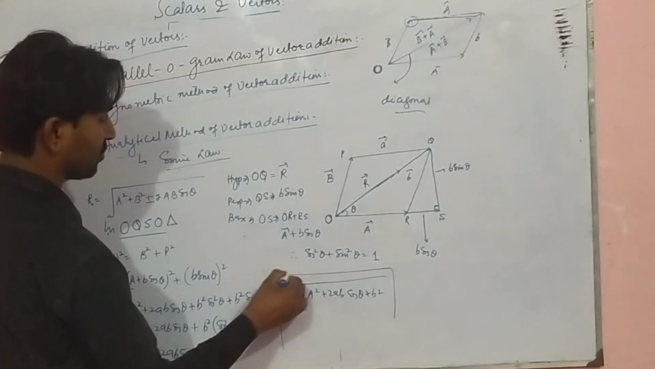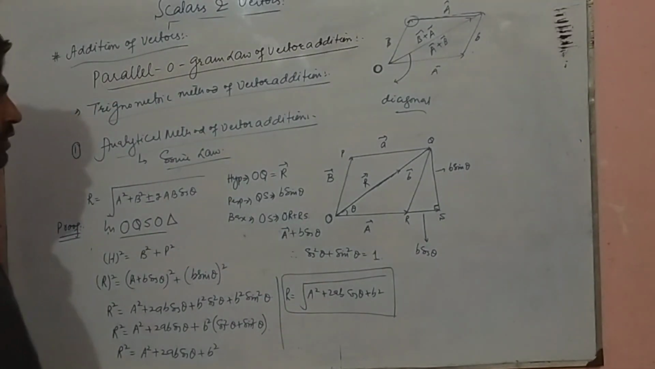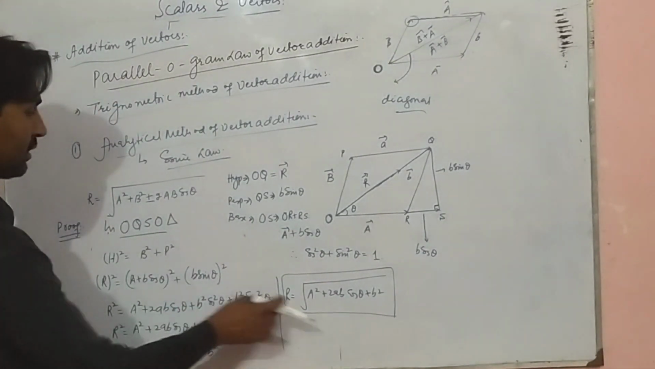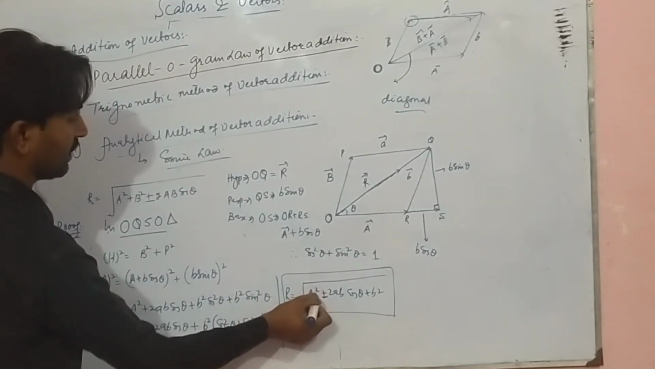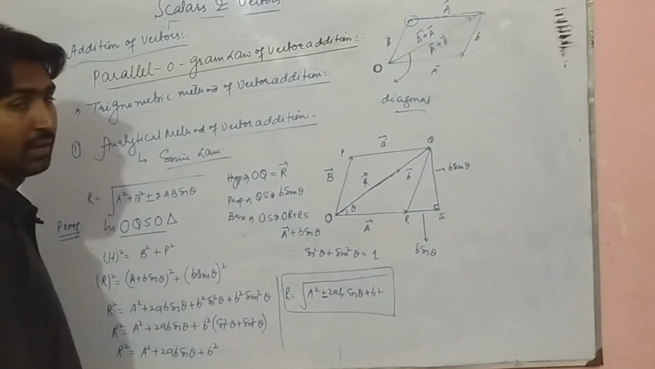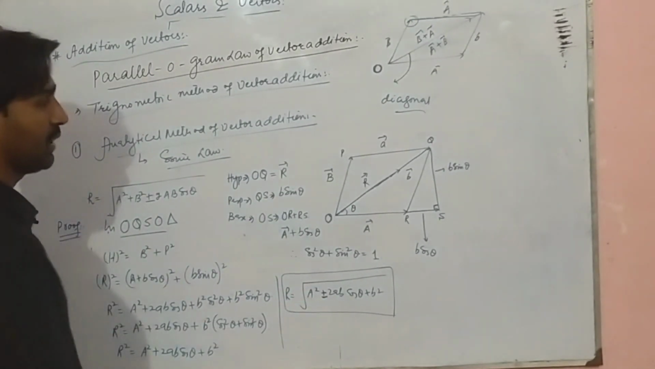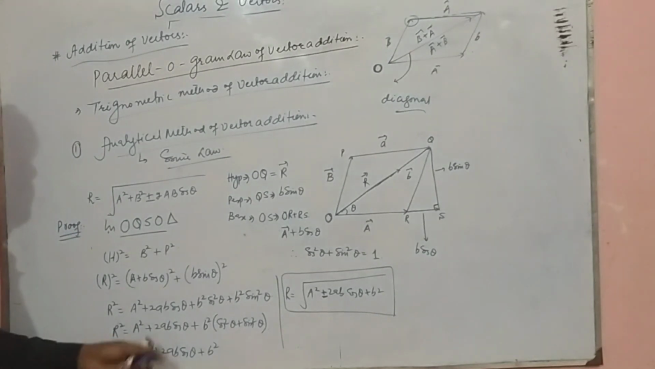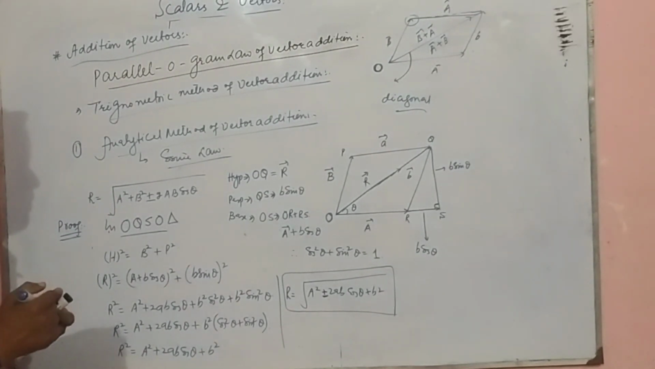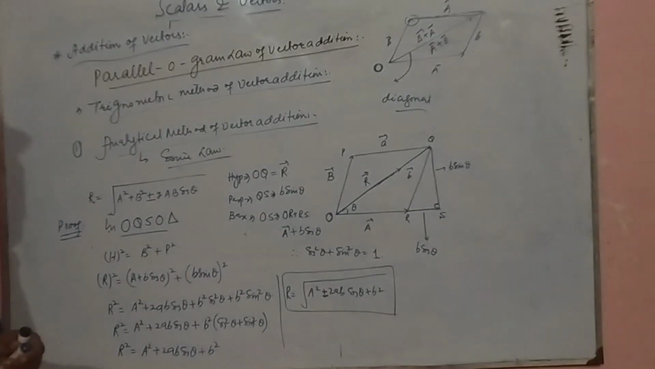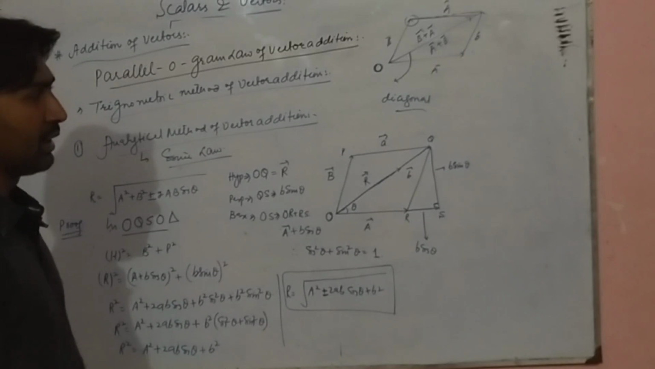So this is the cosine law, and this is the proof of the cosine law. Here it can be plus, and here it can be minus, in accordance with the angle. So this is the proof of the parallelogram analytical method of vector addition, or the cosine law. This formula gives the resultant.